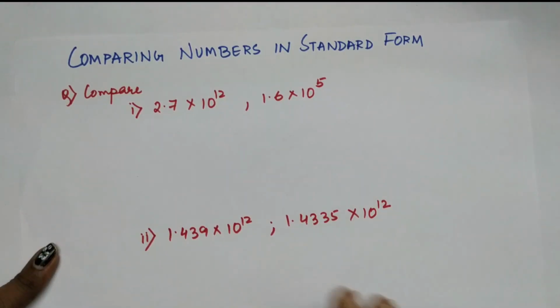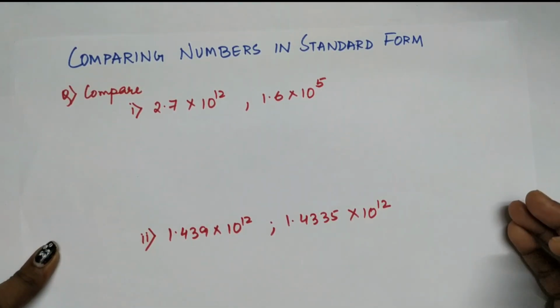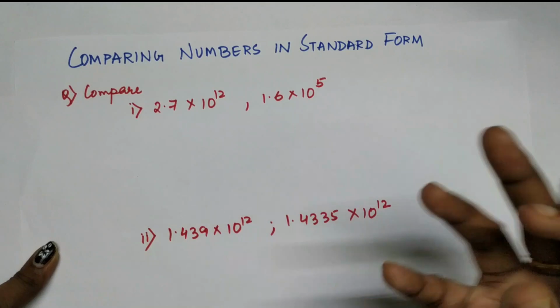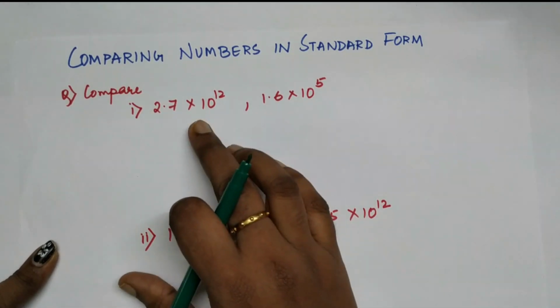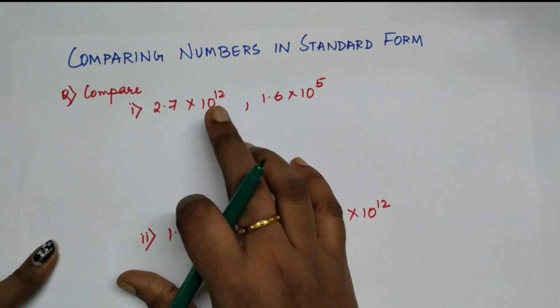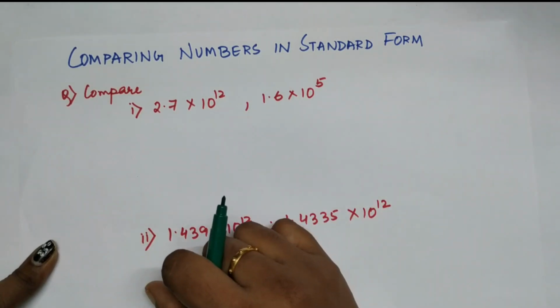Next, let us understand the comparing of numbers in standard form. You already know in your lower classes you have compared numbers which are like normal integers, normal rational numbers, the whole numbers. You have been comparing them since a very small age. But how to compare numbers in standard form? Now these are the standard forms given to me. So the first thing that you need to do is check the power of 10. Which power of 10 is greater, you see first.